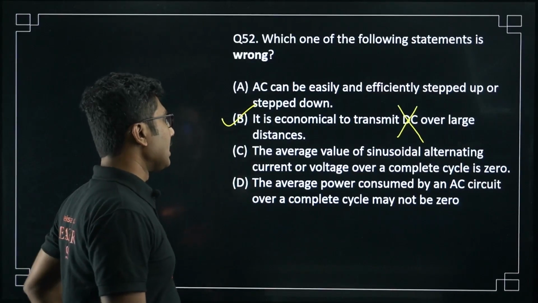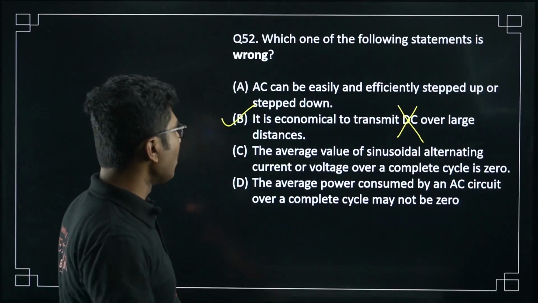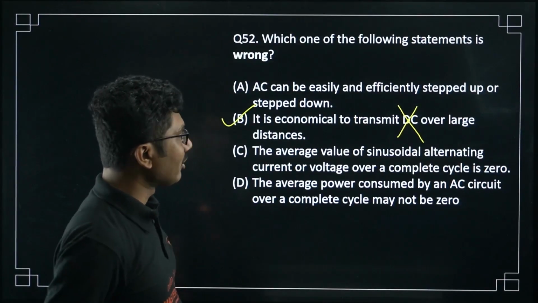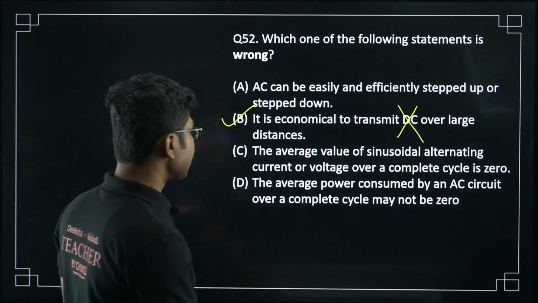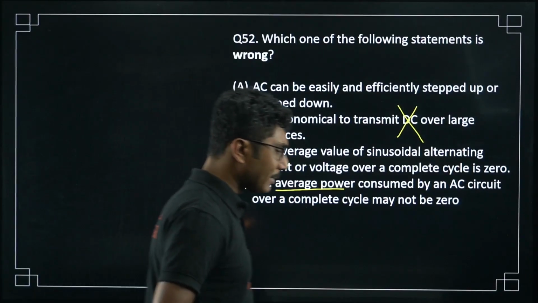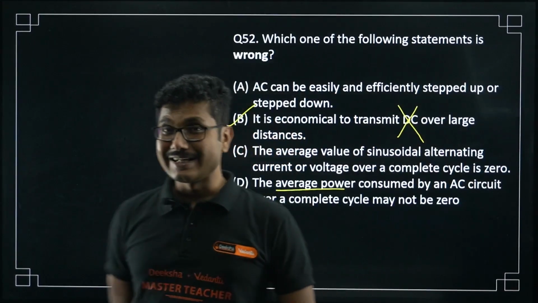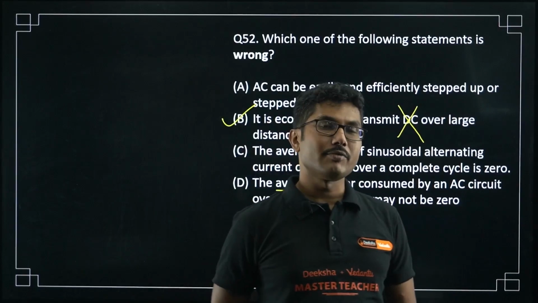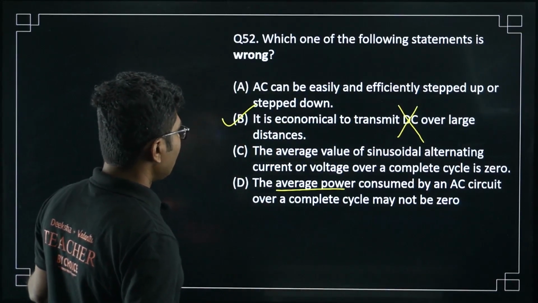This is your answer. The average value of sinusoidal alternating current or voltage over a complete cycle is 0. The average power consumed by an AC circuit over a complete cycle may not be 0. So these are all complicated questions. Very important: people might think that average power consumed will always be 0, but no. If the circuit is resistive, then average power consumed will not be 0. If it is only inductive or capacitive, average power consumed will be 0. So be very, very careful.